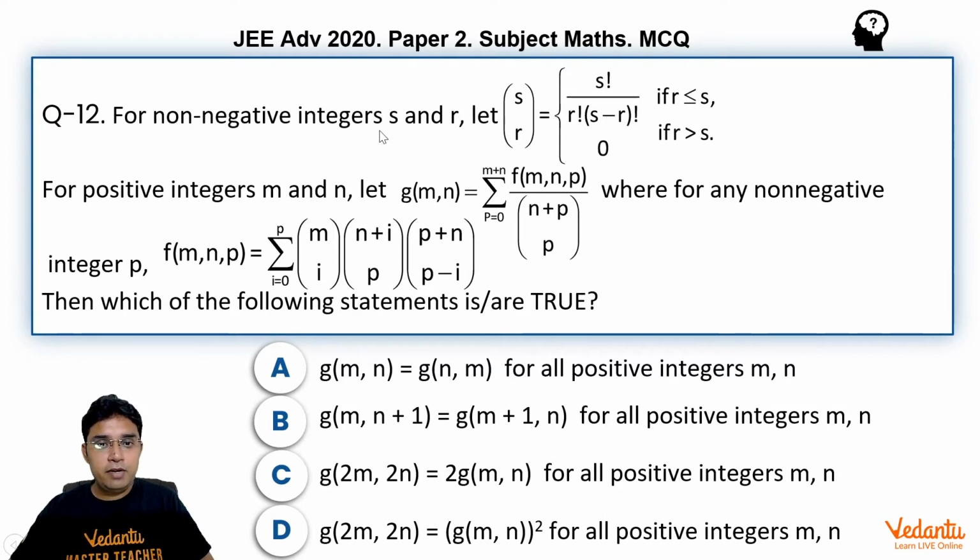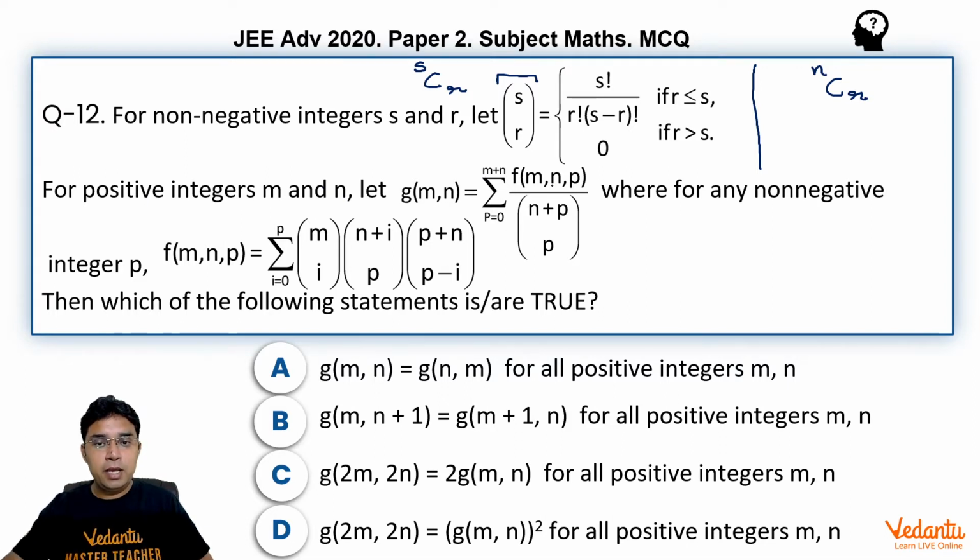For non-negative integers s and r, let (s r) is equal to s factorial upon r factorial into s minus r factorial if r is less than or equal to s, 0 if r is greater than s. Now, this expression reminds us of something that we have done in the topic binomial theorem and PNC. If you remember nCr, this is exactly the same thing. So I can call this as sCr.